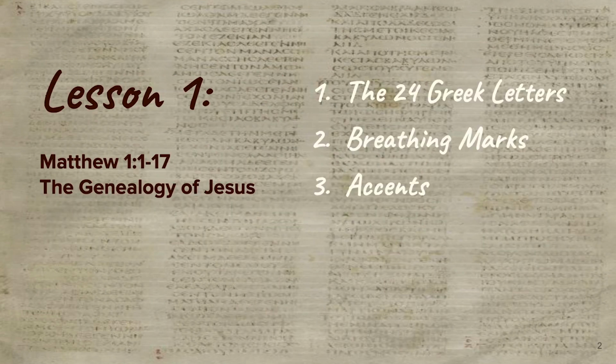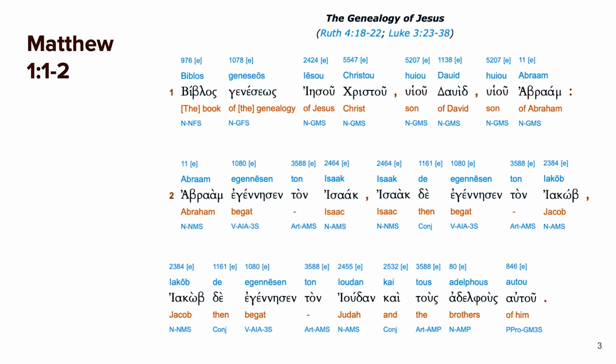This lesson starts at the beginning of the New Testament with Matthew 1, verses 1 through 17, which cover the genealogy of Jesus. In the course of reading these 17 verses, we'll study the 24 Greek letters and how they're pronounced, breathing marks at the beginning of words that begin with a vowel, and accents, which help us understand how to pronounce the different Greek words.